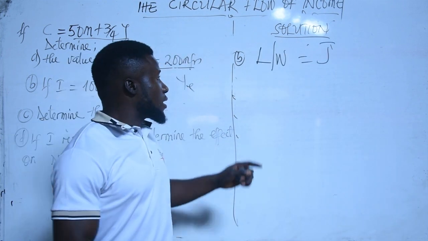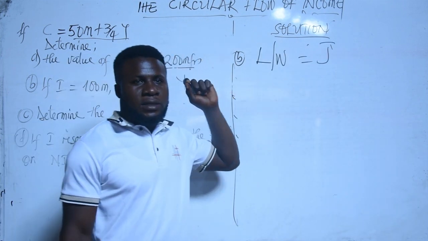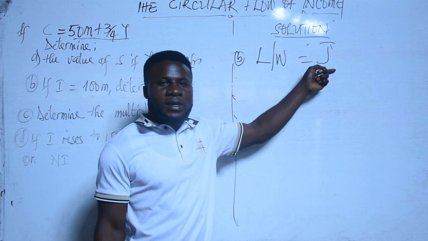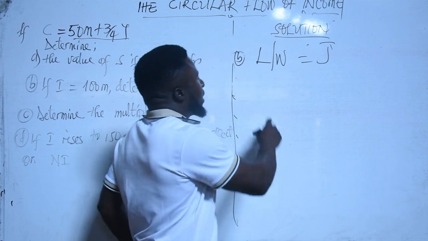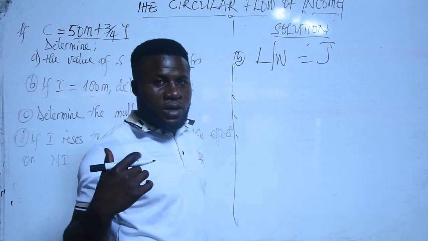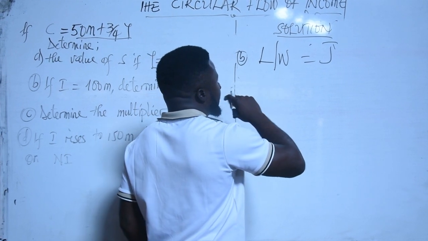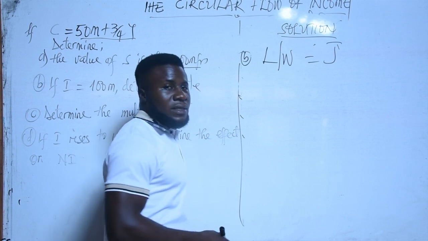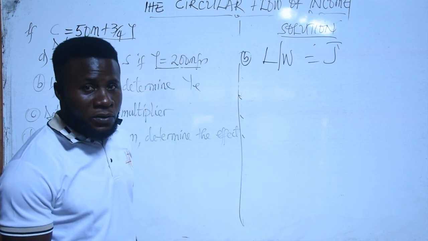Using the injections withdrawal approach, we said that income is at equilibrium when leakages or withdrawals are equal to all injections. Our leakages or withdrawals in this economy, as per the question, is only one leakage or withdrawal, which is the savings function that we solved for.